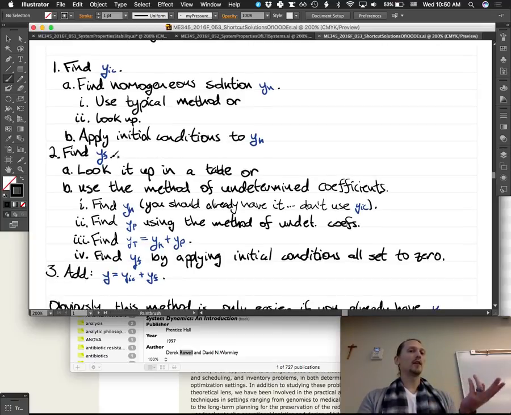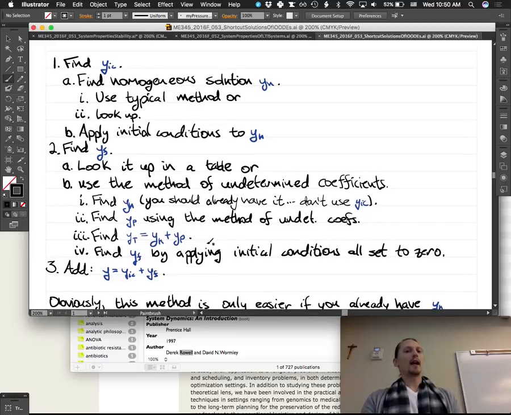Step 2, find the forced solution. First thing we could do, if it's available, look it up in a table. Or if we don't have that, we would use the method of undetermined coefficients, which would go through this process. Find the homogeneous solution. You should already have it from up here. Be careful not to use YIC, because YIC already has the initial condition applied. So don't use YIC. Use the homogeneous solution. Then find the particular solution using your method of undetermined coefficients as usual. Add them up and apply the initial conditions.